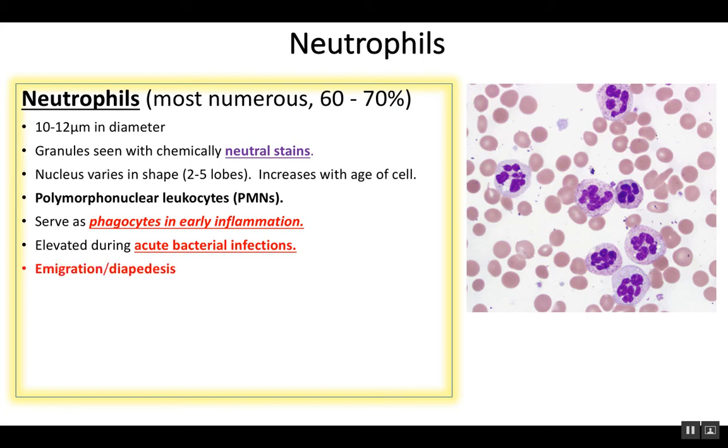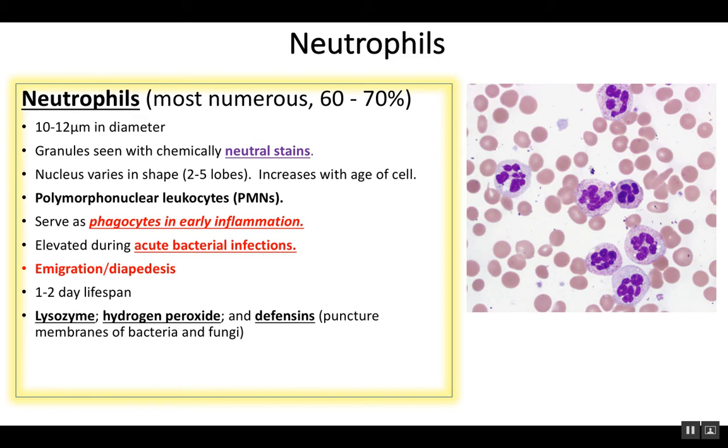And they can emigrate or undergo diapedesis. That means they can exit blood. So what might happen if you get a bacterial infection is the numbers of neutrophils will go up, and they will be able to exit the bloodstream where they can find bacteria that have invaded the body. They live for a couple days, and then they begin to die.